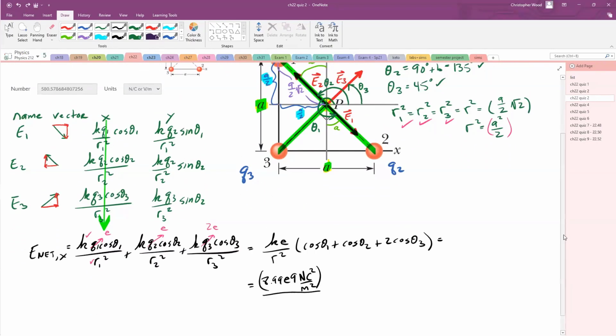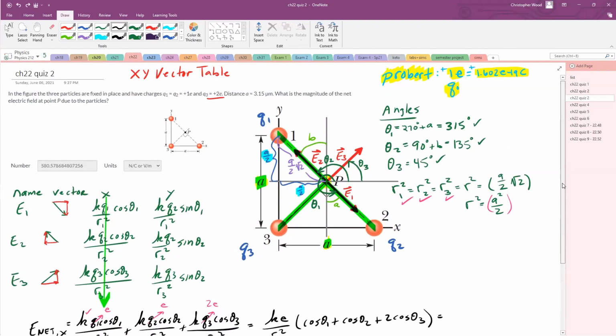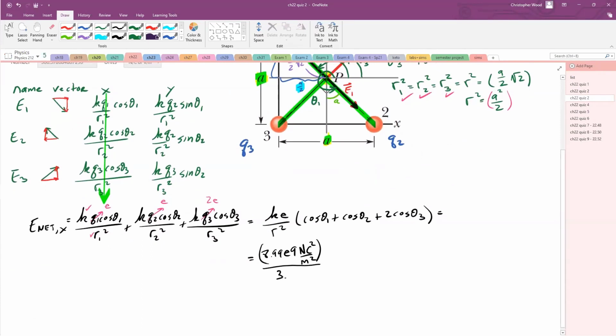Again, A is 3.15 micrometers. So I'm just going to do 3.15 times 10 to the minus 6, because a micrometer is 10 to the minus 6. A squared, so I'm just going to do A squared. That's A squared over 2. All right. So this is my numerator. This is my denominator. That's A squared over 2 times cosine of alpha A, because that's where theta 1 is sitting, plus cosine of alpha B, because that's where theta 2 is sitting, plus 2 cosine of theta 3, or calculator memory location C.